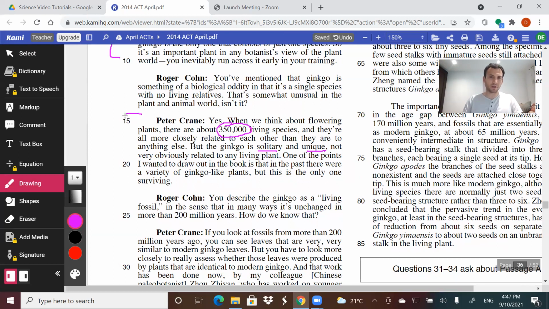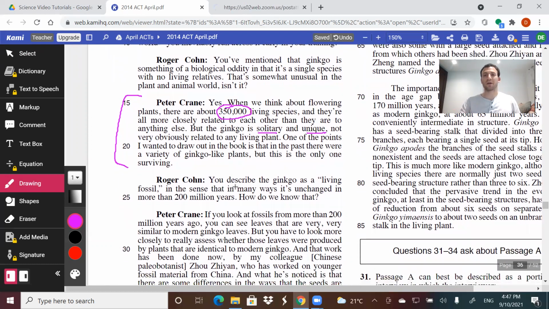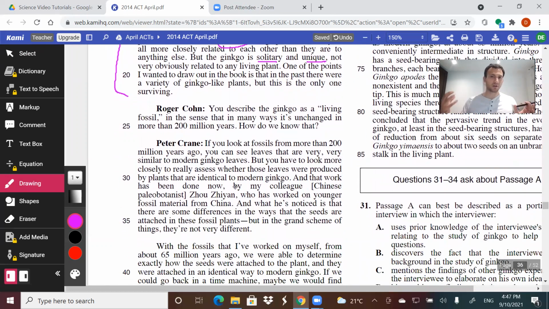So the key thing we get from this is that the ginkgo is not only unique from the previous paragraph, but it's also the only one of its kind. So whereas a lot of other seed plant species are related to one another, or flowering plants, ginkgo doesn't really have any living relations. You described the ginkgo as a living fossil in the sense that in many ways it's unchanged in more than 20 million years. How do we know that?